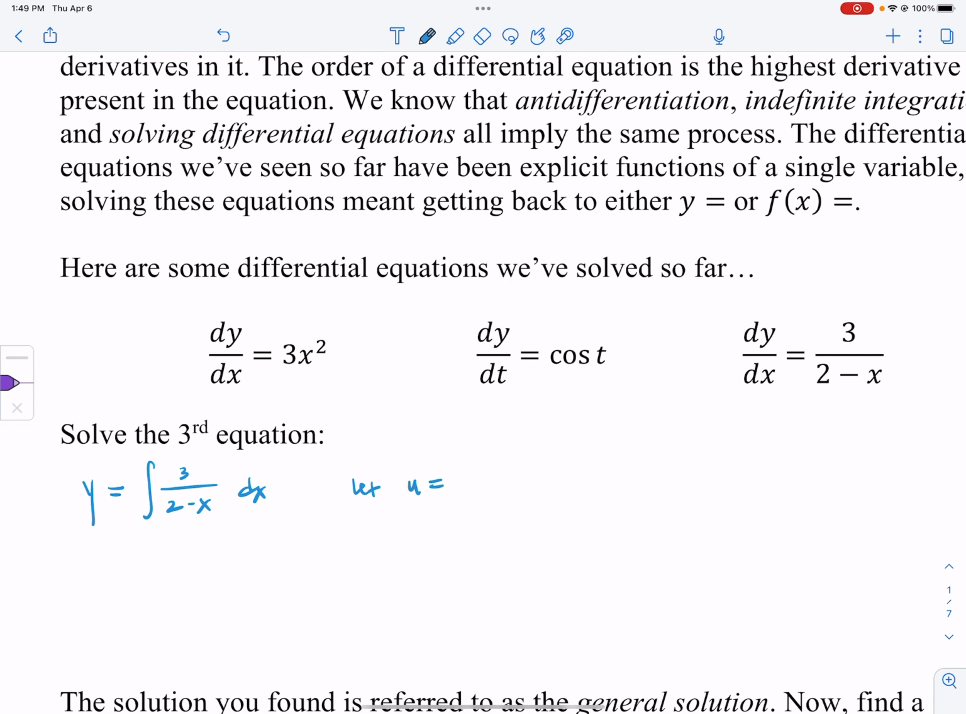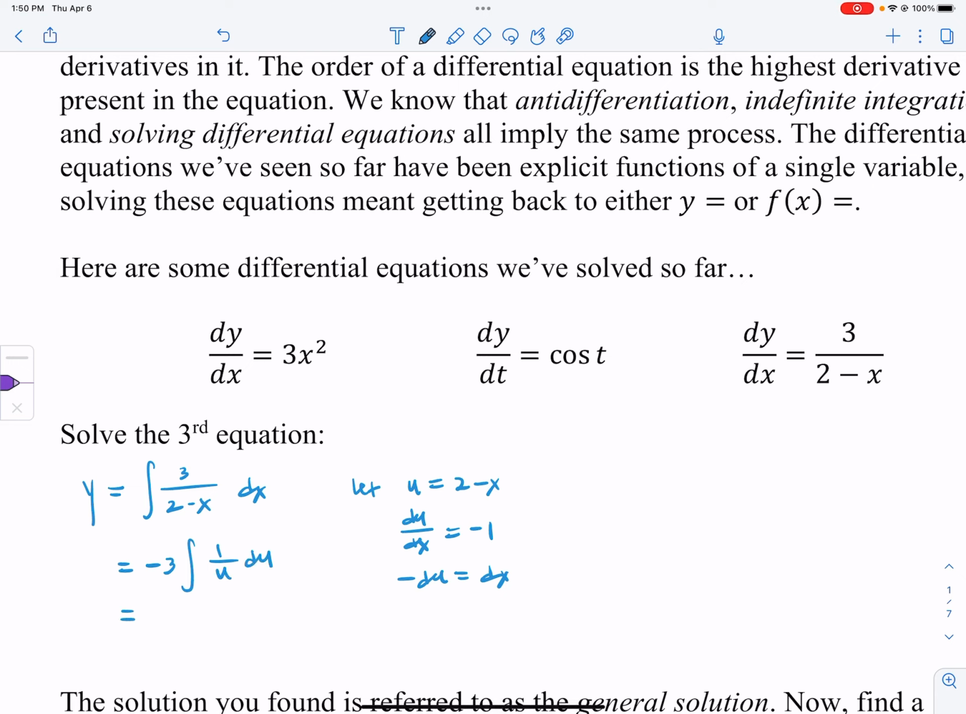So I'm going to let u equal 2 minus x. Then du over dx is equal to negative 1. So I can say negative du is equal to dx, and replace that dx with negative du. So now I'll have the negative out here. I could pull out negative 3, because that 3 is still going to be there after doing the u substitution. So I would have negative 3 times the integral of 1 over u du.